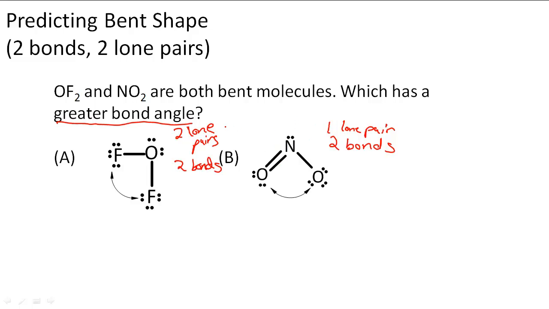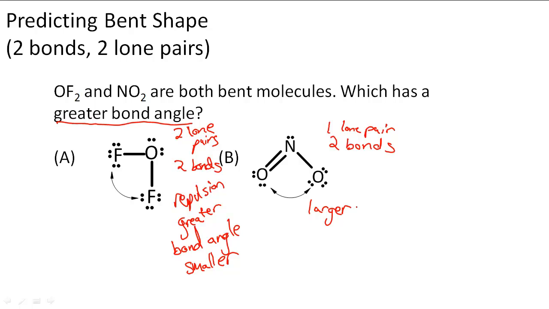What we have to notice though is that when it has one lone pair and two bonds, the repulsion between these atoms is actually less than the repulsion that happens here, because this has two lone pairs that are part of the whole molecule. So because it has two lone pairs, the repulsion is greater. So the repulsion here is greater, making the bond angle smaller. And because of that, this one has a larger bond angle.